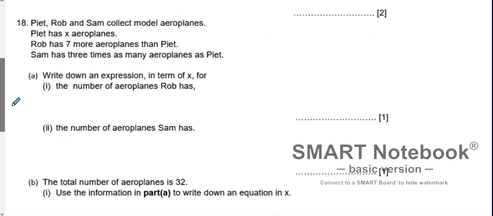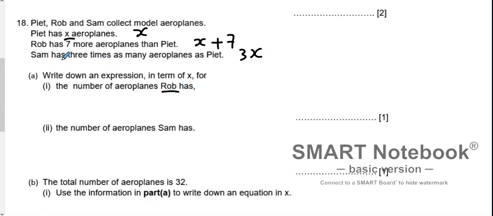The next question is this question here. Piet, Rob, and Sam collect model aeroplanes. Piet has X aeroplanes. Rob has 7 more aeroplanes than Piet. So Piet is X. Rob will be 7 more, so Rob will be X plus 7. Sam has 3 times as many aeroplanes as Piet. So 3X here.